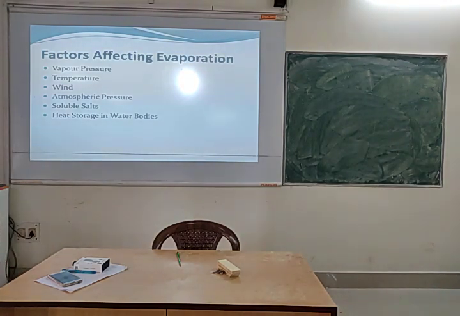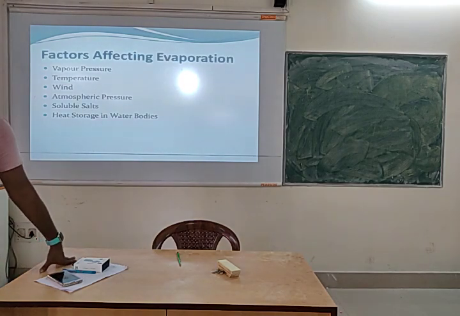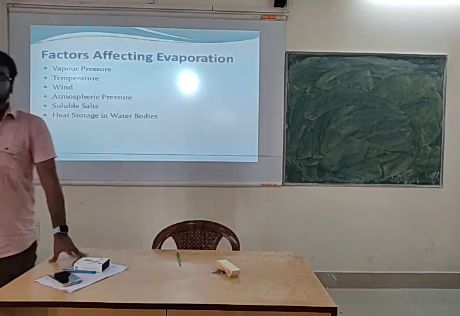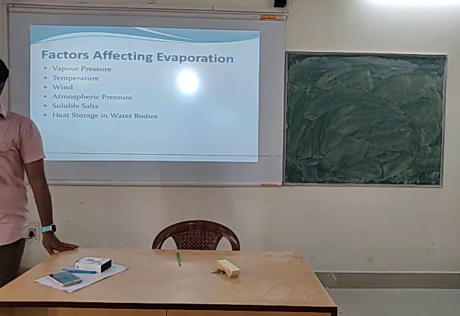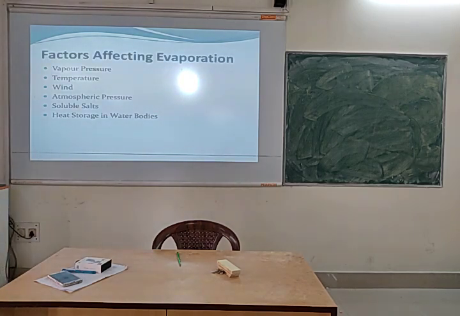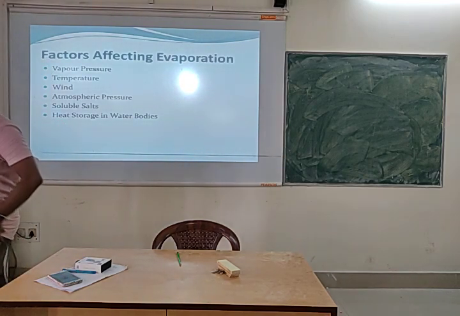And soluble salt is there, and heat storage in water bodies is also there. Now surface area is one of the factors as well, which is not written over there. Surface area of the water body is also one of the factors, and we know one example about that. While drinking coffee or tea, if it is much hotter, we generally pour it into a dish, right? So we are making a large surface area so that the evaporation rate will be higher, and eventually it will be cooler.